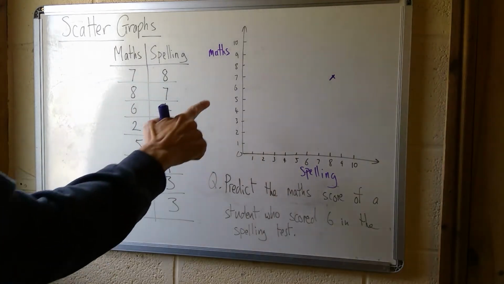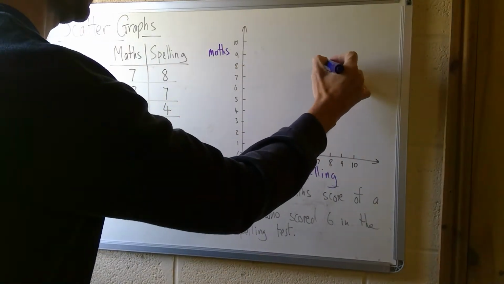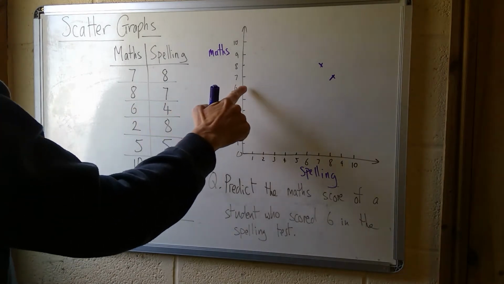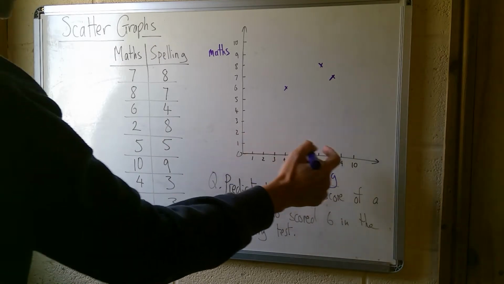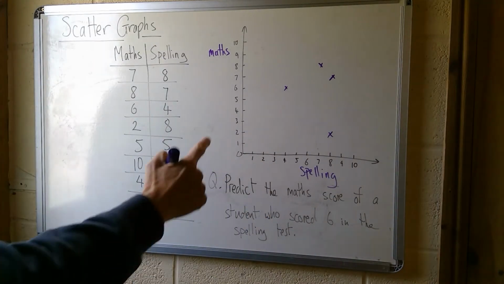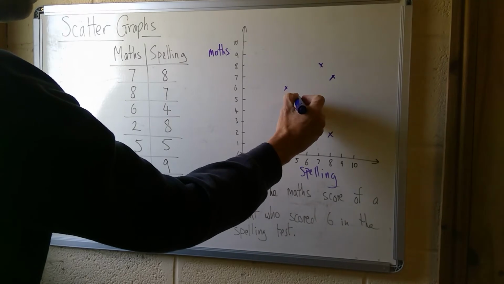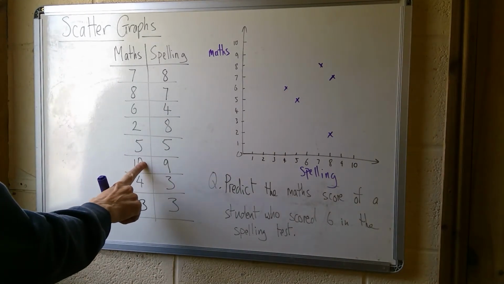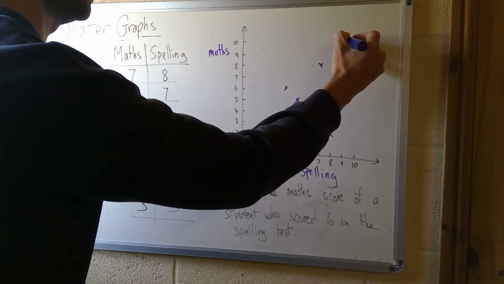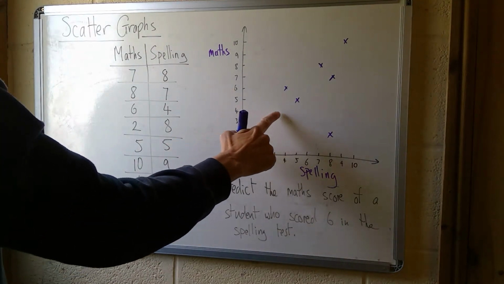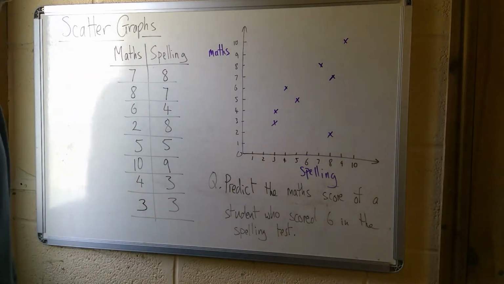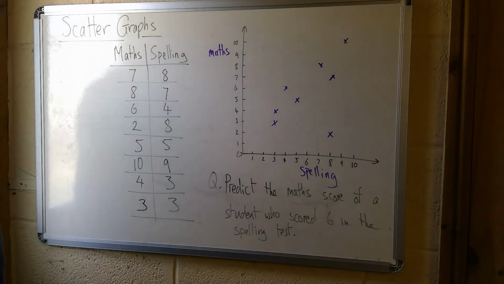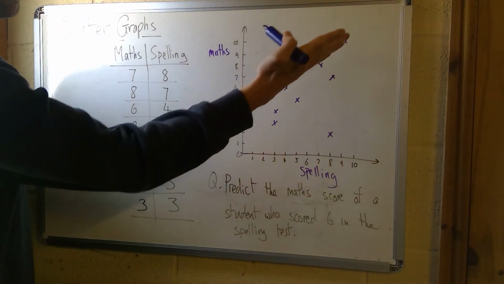Second person, 8 in maths, 7 in spelling, and so on. 6 in maths and 4 in spelling, 2 in maths, 8 in spelling. This person scored 5 on both, 10 in maths, 9 in spelling, 4 in maths, 3 in spelling, and the final person, the 8th point, scored 3 in both.